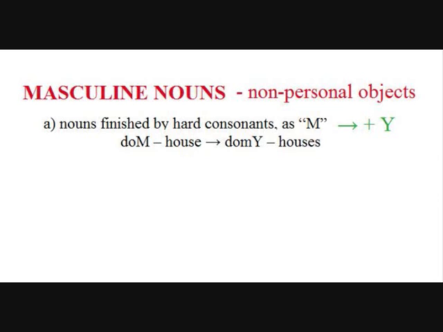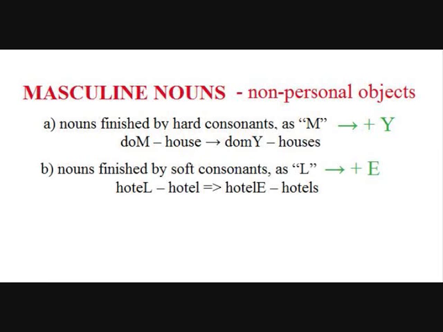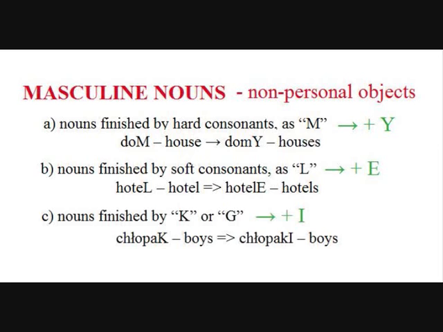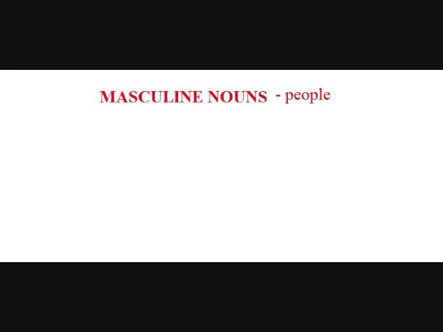For example, dom, house, domy, houses. Then, for nouns ending in soft consonants such as l, you simply add an e to form a plural. For example, hotel, hotel, hotele, hotels. Then, at the end, nouns ending in k or g, you add an i, e, and here it goes. Chłopak, boy, chłopaki, boys.